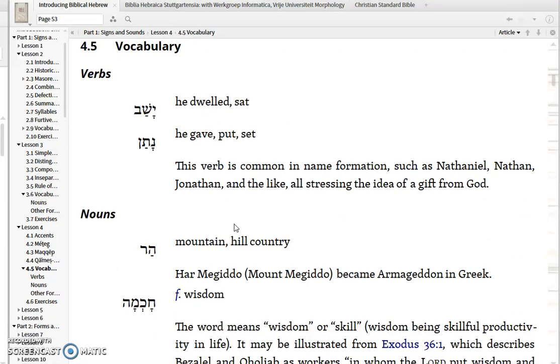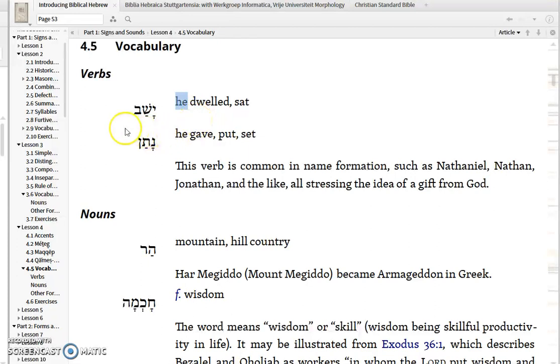A little bit about the vocabulary. He's beginning to introduce some verbs now. The verb form yashav means he dwelt or he sat. And again, those are 2 glosses. It has the subject, at least in terms of pronoun, in the verb itself.